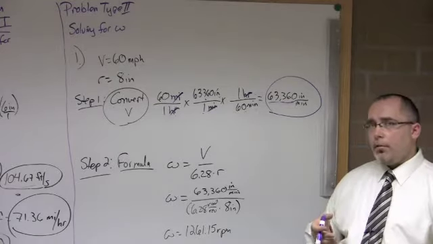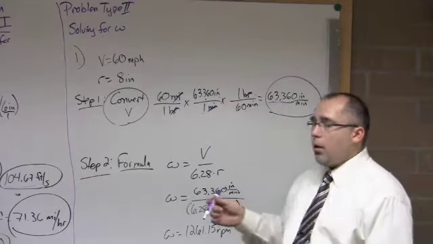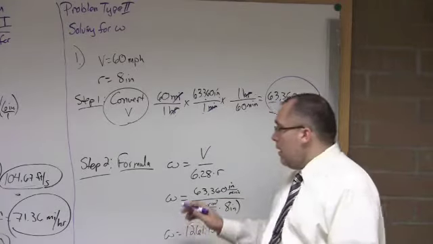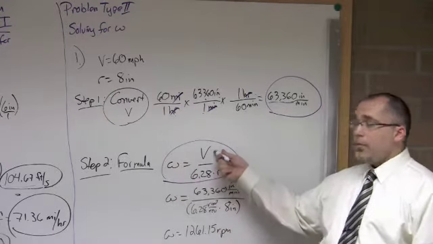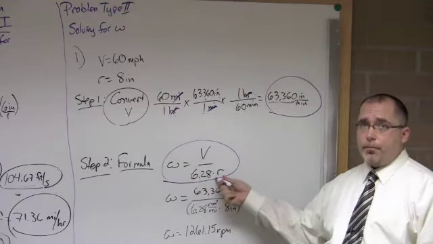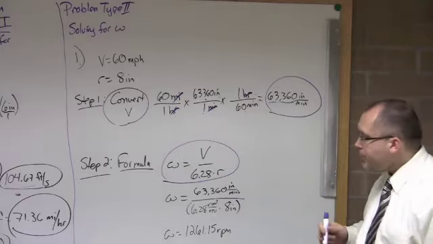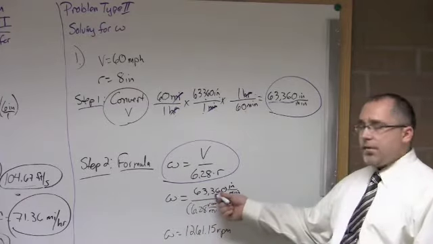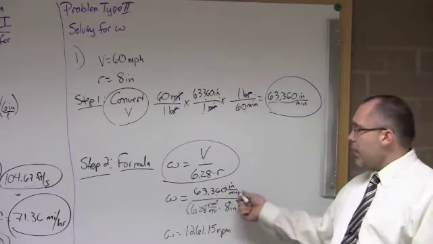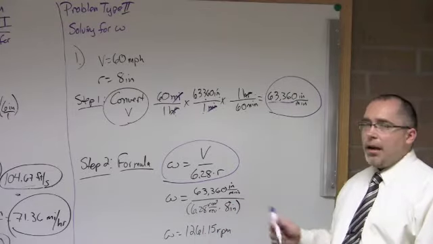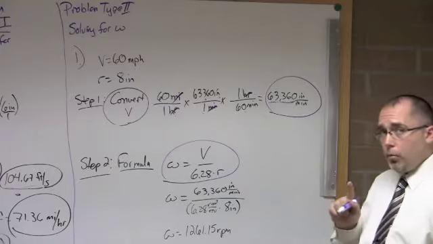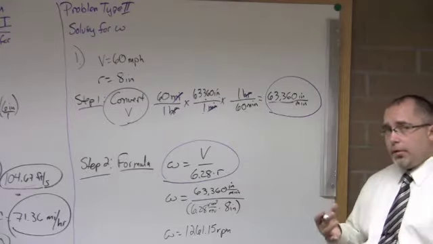Now we're ready to plug into the formula. And we're not solving for V now, we're solving for omega. So we want to use the formula set to solve for omega, which would be omega equals V over 6.28R. So now we're solving for that angular speed. We have omega equals our 63,360 inches per minute over our 6.28 radians per revolution times our 8-inch radius. Now one very important thing to keep in mind, especially when using the calculator.